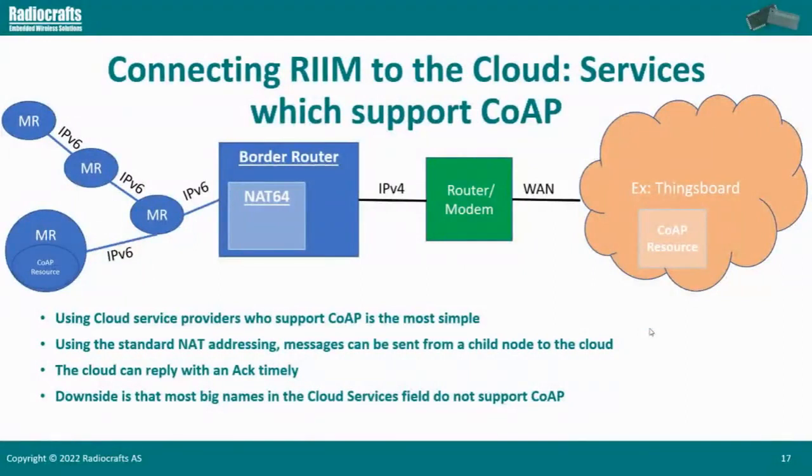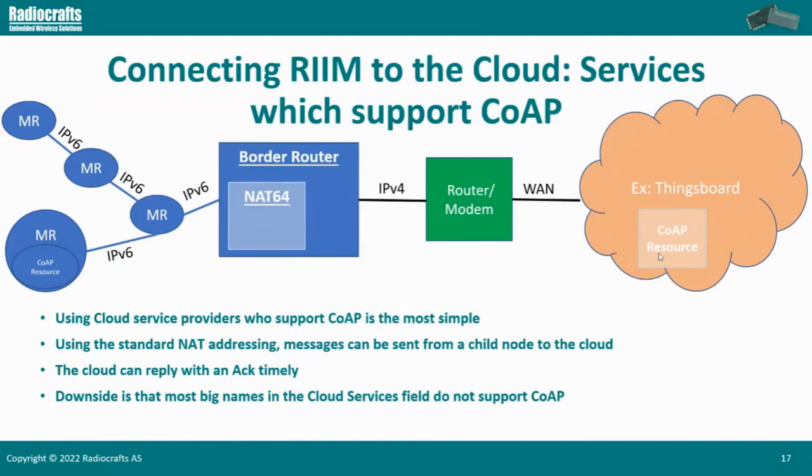So why did we as Radiocrafts have that example about connecting RIIM to ThingsBoard? Well, for us, that was the most simple because ThingsBoard Cloud actually supports CoAP. You can run a CoAP resource there. So that made it very easy that we can just send from a CoAP resource to a CoAP resource, no matter using NAT or whatever, but it's CoAP to CoAP, so that was quite simple. And we have an application note about that, which you can check out from our website.